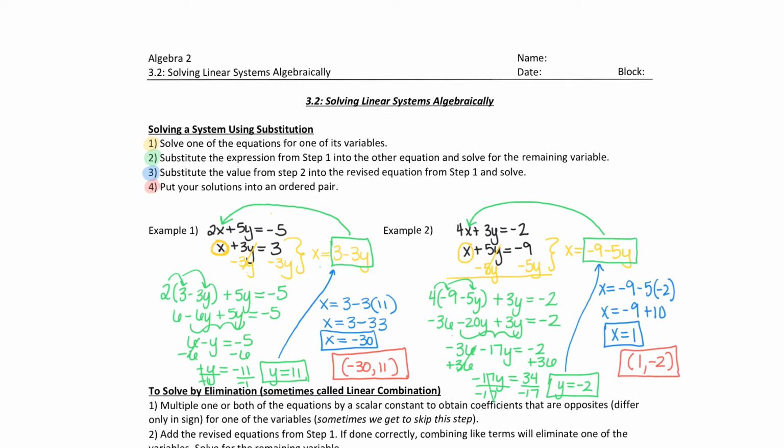So that is substitution. So again, to go through the steps one more time, you're going to solve one of the equations for one of its variables. Once you do that, you are going to substitute that expression from step 1 into the other equation and solve for the remaining variable. Then you will substitute the value from step 2 into your revised equation from step 1 and solve. And then last, you put your solution into an ordered pair.